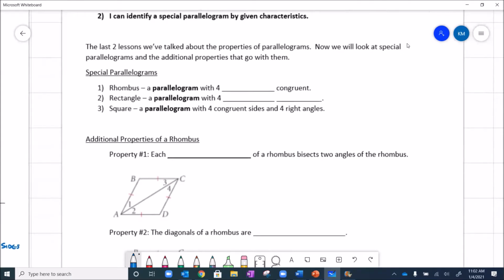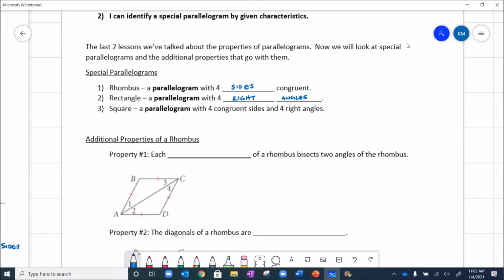Okay, in the last two lessons, we've talked about the properties of parallelograms, and now we'll look at special parallelograms and the additional properties that go with those. So for our special parallelograms, we're talking about the rhombus with four sides congruent, the rectangle with four right angles, we can also think of it as four angles congruent, and the square that has both four congruent sides and four congruent angles, or four right angles.